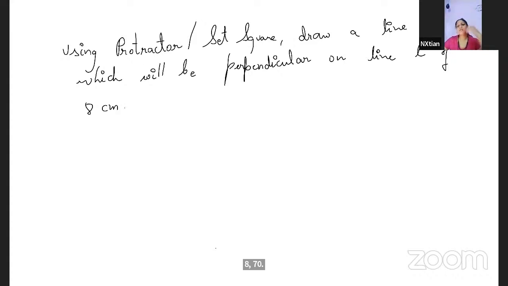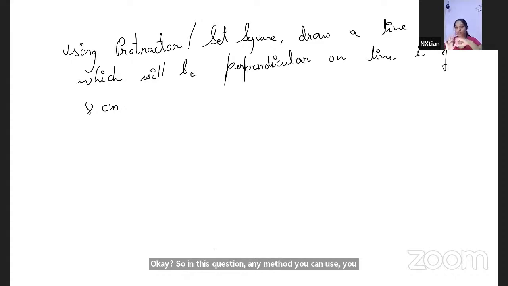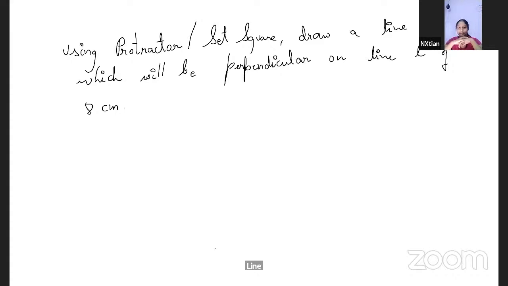Okay. So, in this question, any method you can use. You can use the protractor method or the set square method. Line L will be 8 centimeter, and on that you have to draw line XY. Yes, both methods you can use. Basically, you have to draw a perpendicular line from L, and the measure of line L is also given.